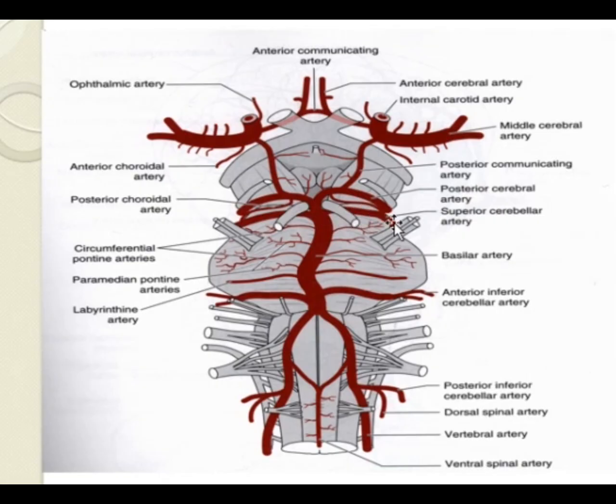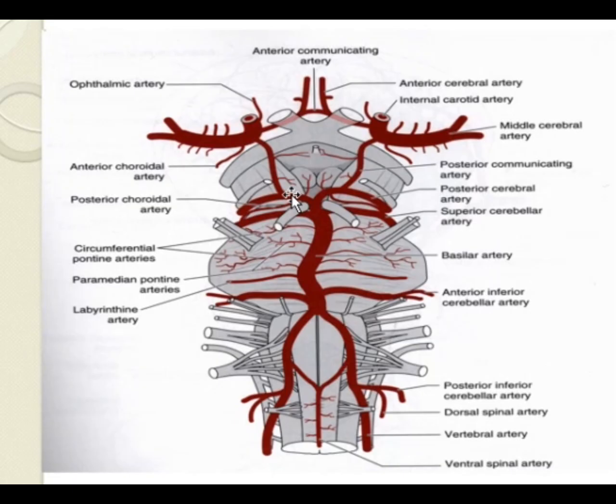After giving off the superior cerebellar artery, the basilar artery will finally bifurcate. It will finally bifurcate in the region of the midbrain, and at its final bifurcation, it gives off the posterior cerebral arteries. So the basilar artery finally terminates by bifurcating into the posterior cerebral arteries.